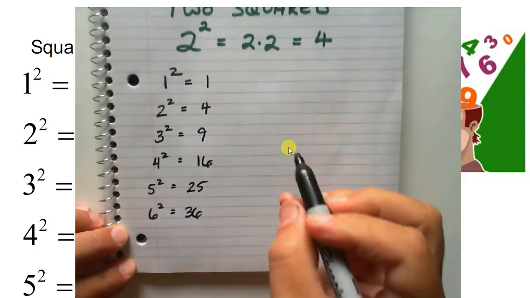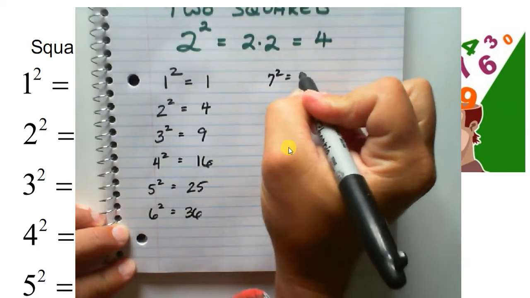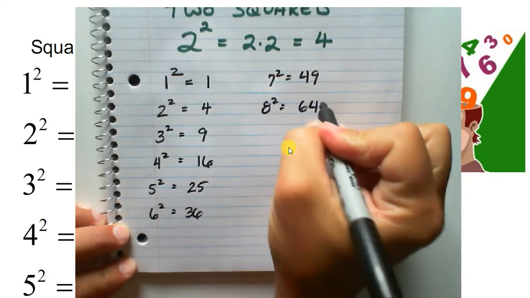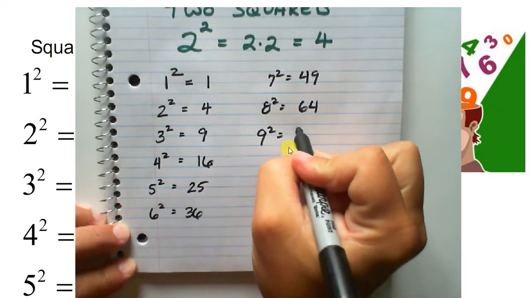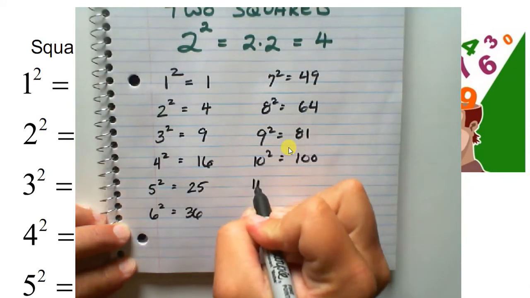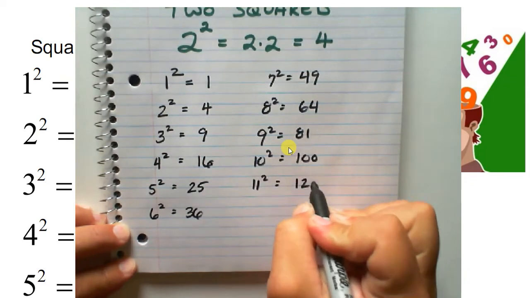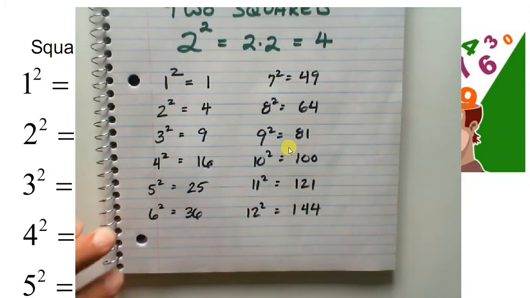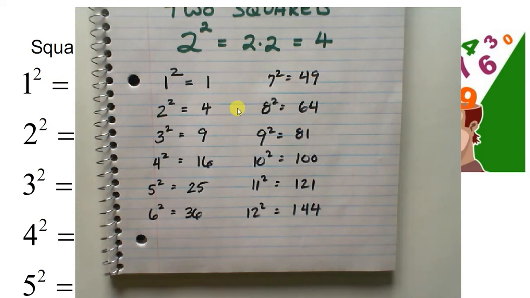We'll do 7 squared, which is 49. 7 times 7. 8 squared, 64. 9 squared, 81. 10 squared, 100. 11 squared, 11 times 11 is 121. And 12 squared, which is 144. These need to get memorized and live inside your head. These are all the nice, happy, perfect squares up to 12.